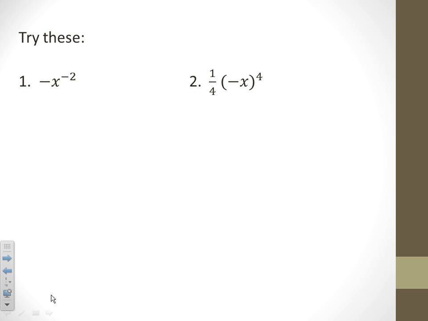All right, moving on. Give these a try. Okay, so give yourself a couple of seconds to copy them down. Watch out for number 1. There is no parenthesis around the -x, so try to remember how to deal with that. And then in number 2, there is a parenthesis again, so let's see how you do.